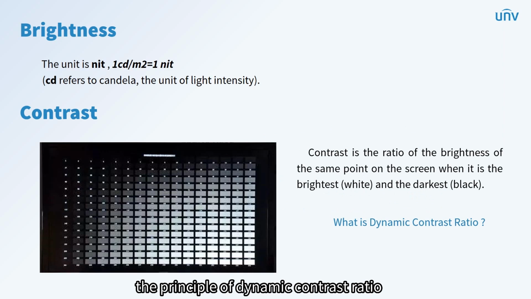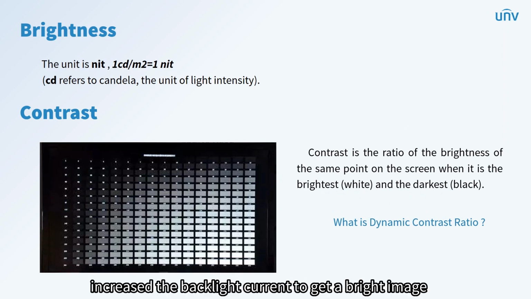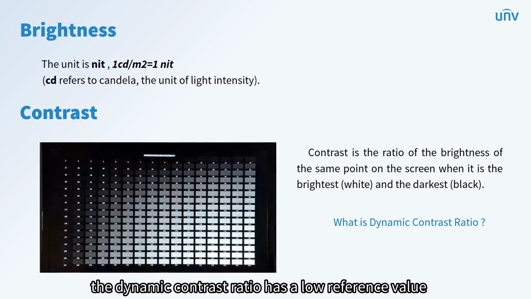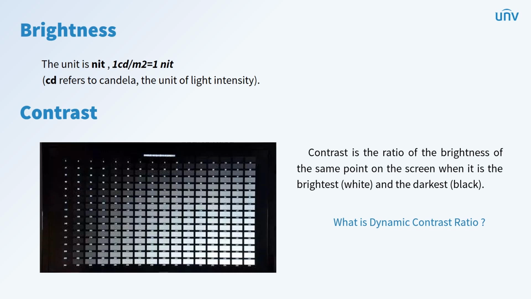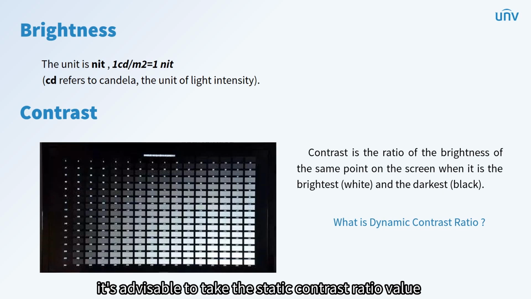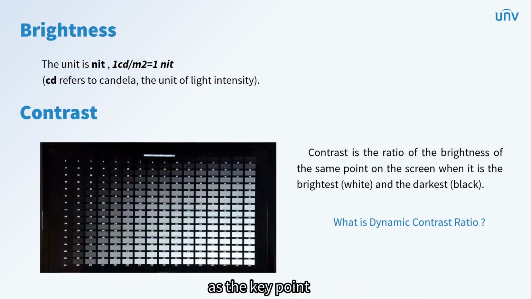The principle of dynamic contrast ratio is to control the backlight current. That is, increase the backlight current to get a bright image, and reduce the backlight current to get a low brightness image. Thus we get a greater contrast ratio value. Generally speaking, the dynamic contrast ratio has a low reference value. Therefore, when we look at the contrast ratio parameter, it's advisable to take the static contrast ratio value as the key point, for it is a more reliable indicator of the monitor's performance compared to the dynamic contrast ratio.